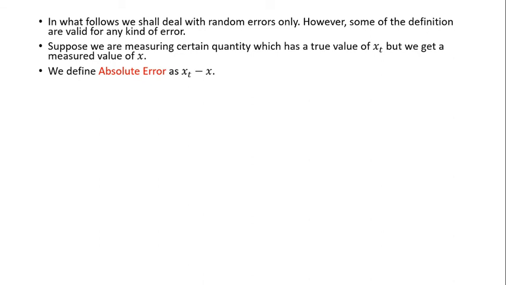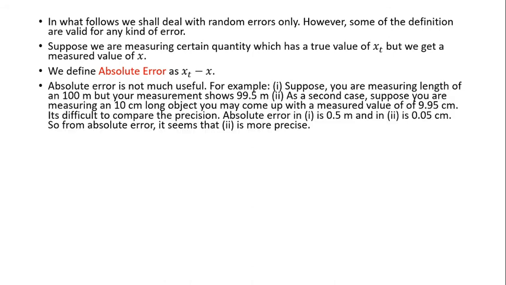Suppose we are measuring certain quantity which has a true value of xt, but we get a measured value of x. Then we define absolute error as xt minus x. Now, depending on whether x is greater than xt or less than xt, it is either negative or positive. However, absolute error is not much useful.